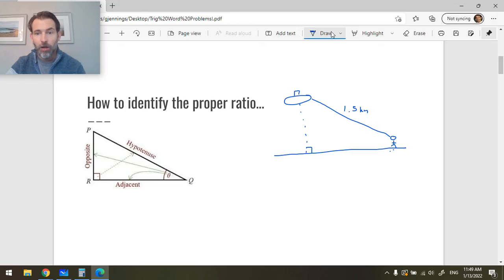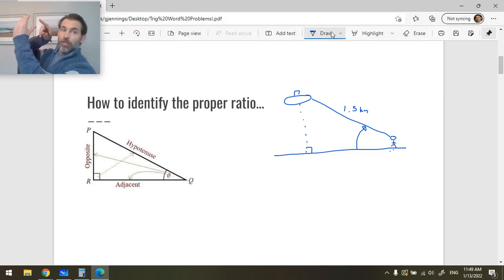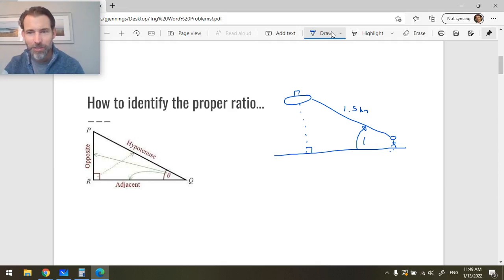We can also measure our viewing angle here, and we would use something called an inclinometer. It's like a protractor with a weight that hangs off of it. As you lift up, it measures the angle. We measure this angle to be 17 degrees. Now, we know this and we know this, and that's enough to determine the height and the distance away.